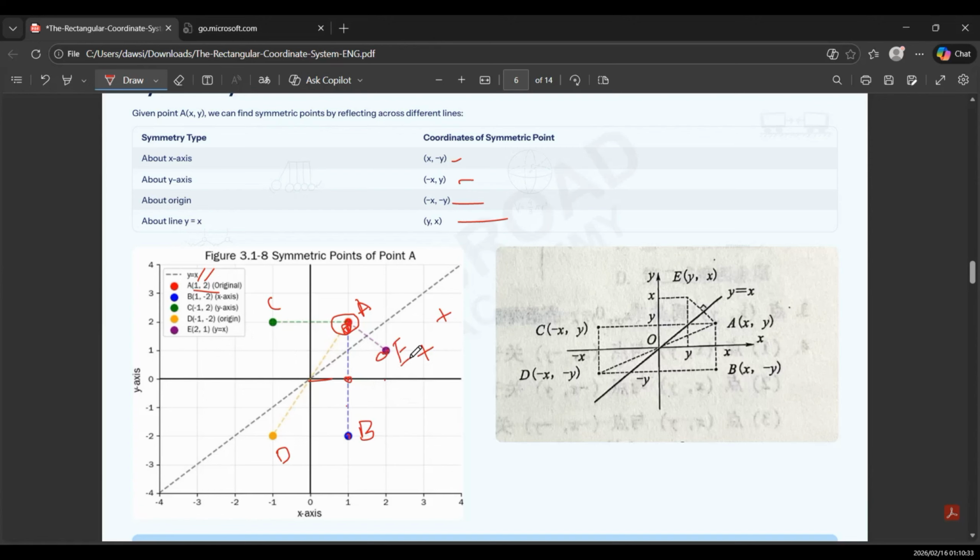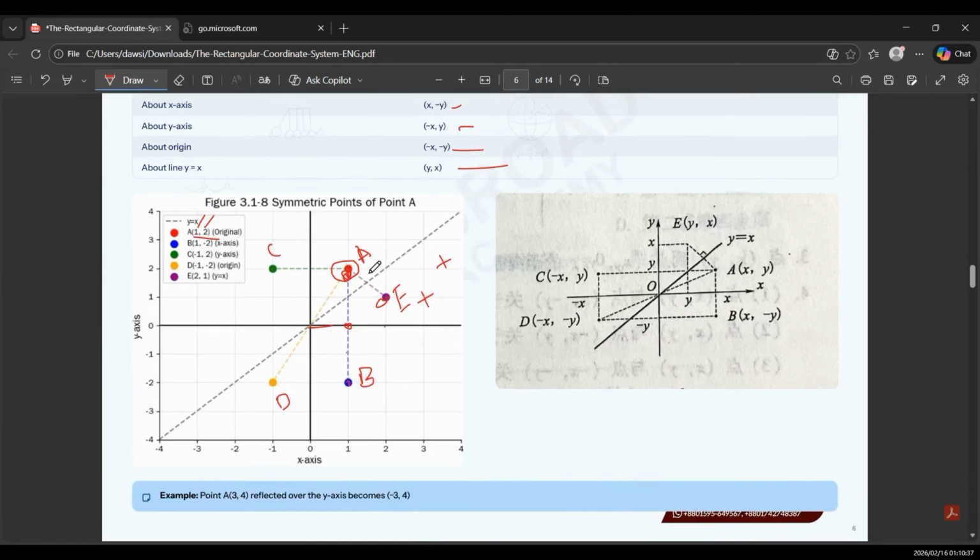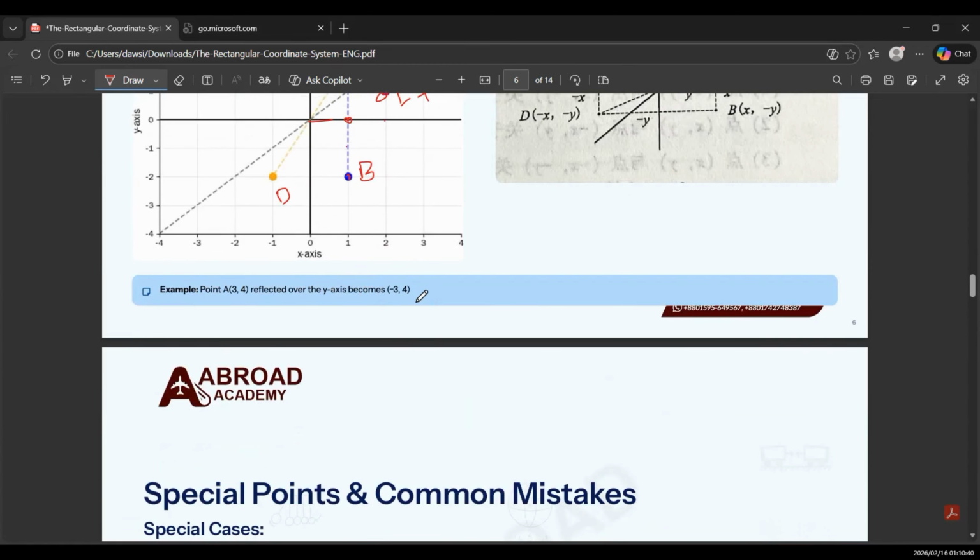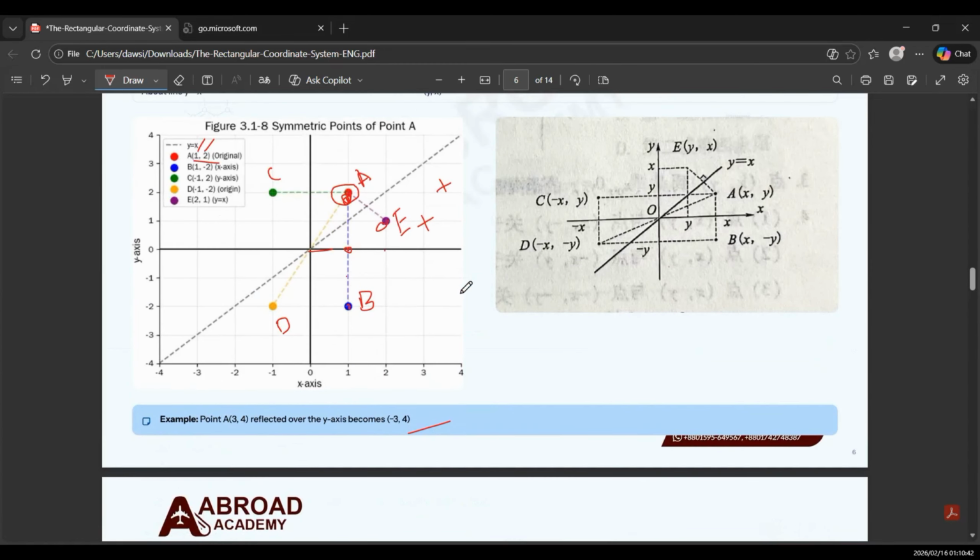I think you understood this topic. Here is another example, (-3, 4). We have to find the point (-3, 4). This is the value of x and this is the value of y. So -3, 1 2 3, and 4, 1 2 3 4. Here, (-3, 4).